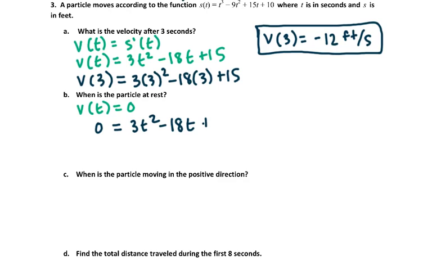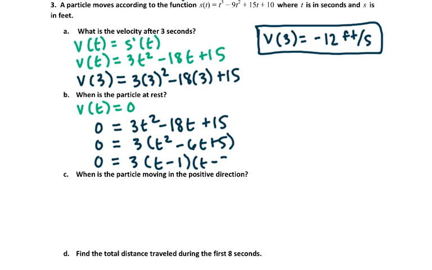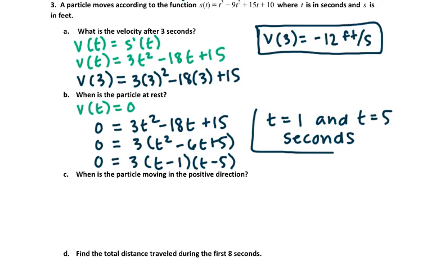And this is one where factoring should work out for you pretty well, because we can factor 3 out. So what is that? Minus 6t plus 5. And then we can write that as 3 times t minus 5 times t minus 1, I guess is our only option here. Alright, so it's going to be at rest when t equals 1 and t equals 5 seconds. Those are the times when the velocity is 0, which means that the particle is at rest.